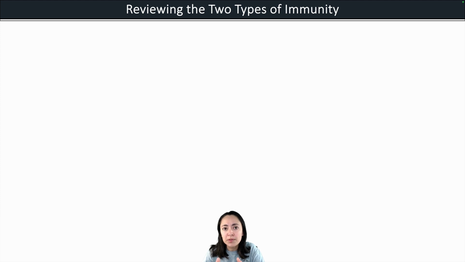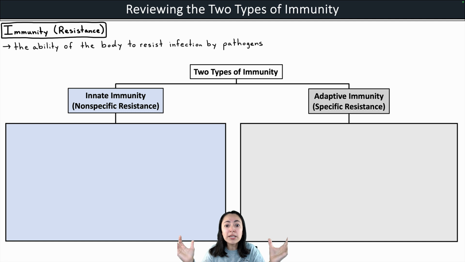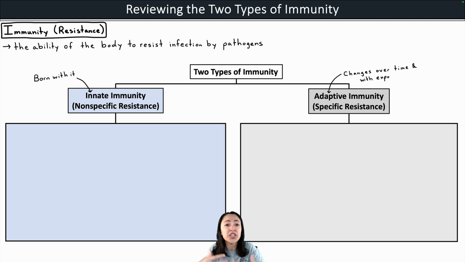Before we look at the difference between cellular and humoral immunity, let's review the difference between innate and adaptive immunity. Immunity is also known as resistance, and this is the ability of the body to resist infections by pathogens. We have two major types of immunity. We have innate immunity, also known as nonspecific resistance, and we have adaptive immunity, also known as specific resistance. Innate immunity is called innate because this is the part of our immune system that we are born with, whereas our adaptive immunity actually changes over time as we are exposed to different pathogens.